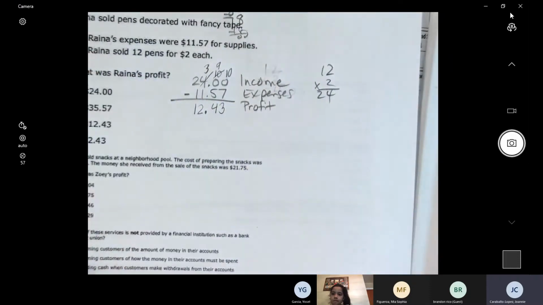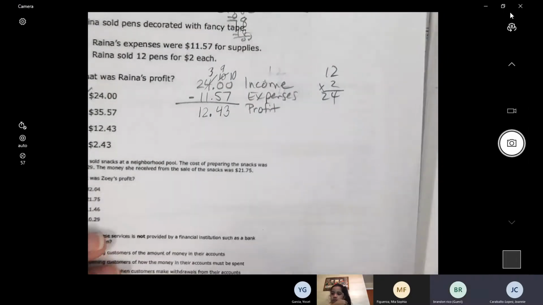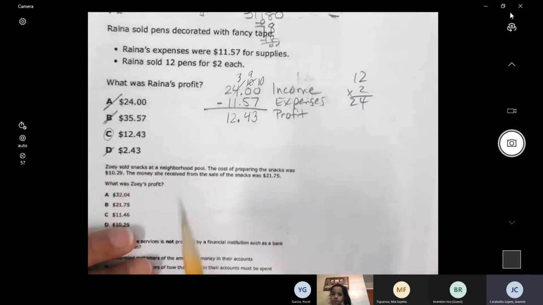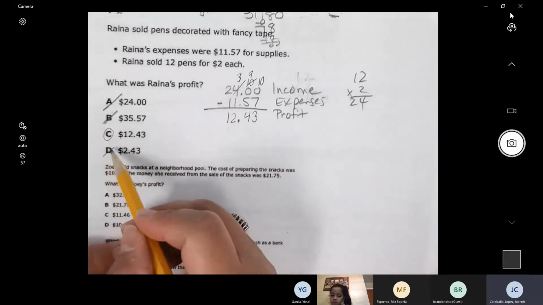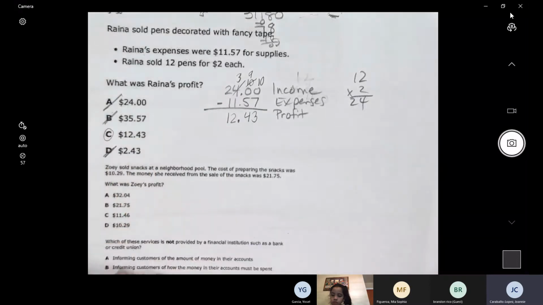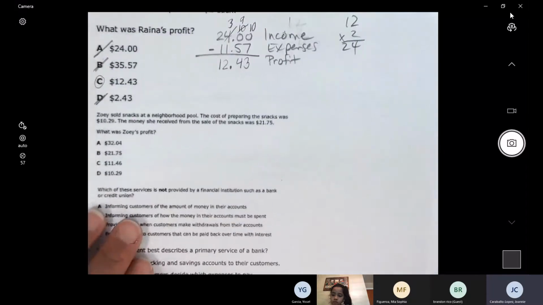Right, so the answer is C. Do we all agree? If you would have added them, it would not have given you the profit. That would have been $35.57. And $2.43 would have been too less of an amount. So the answer was C. Okay? Alrighty, let's go on to the next one.